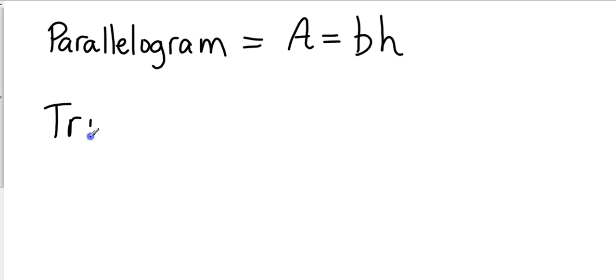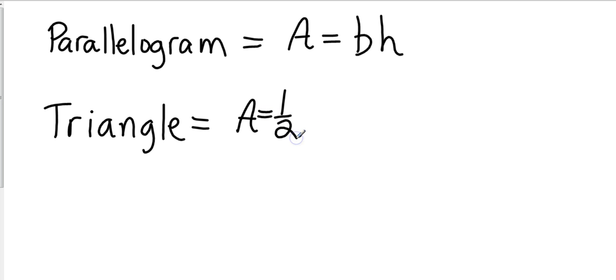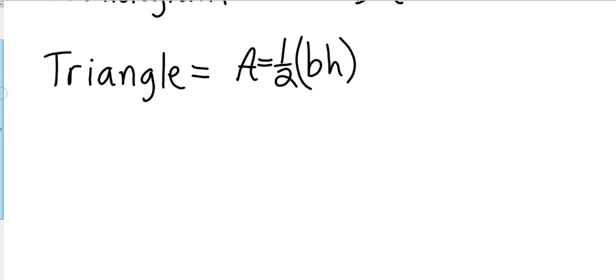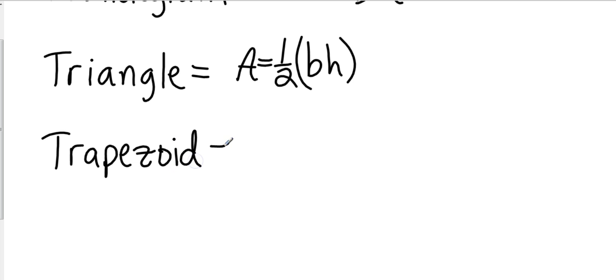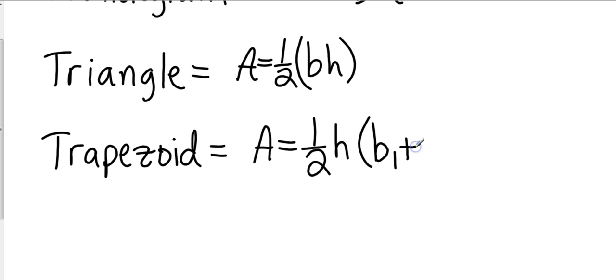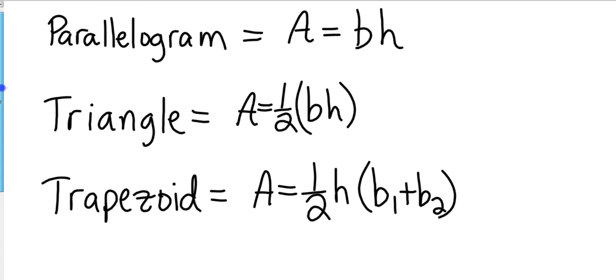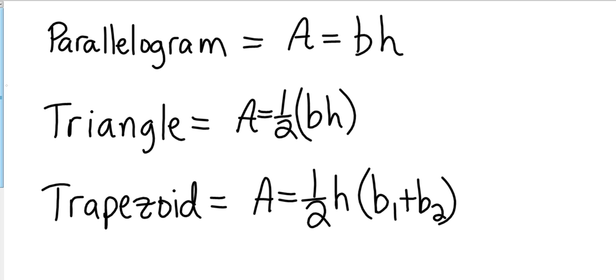Our second one was a triangle. I know I can spell triangle correctly. And this one was 1/2 base times height. And then finally, we had our trapezoid, which was equal to 1/2 of the height times base 1 plus base 2. Okay, so those are the three that we focused on today: parallelogram, triangle, and trapezoid.